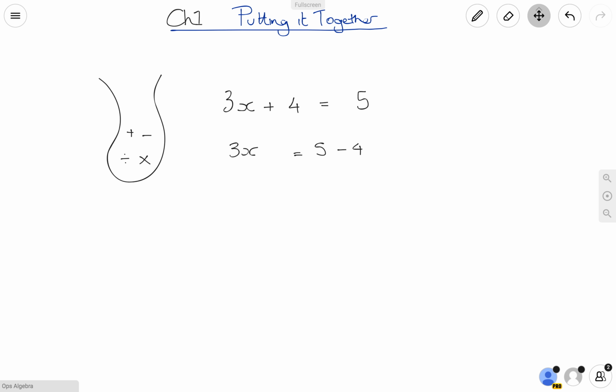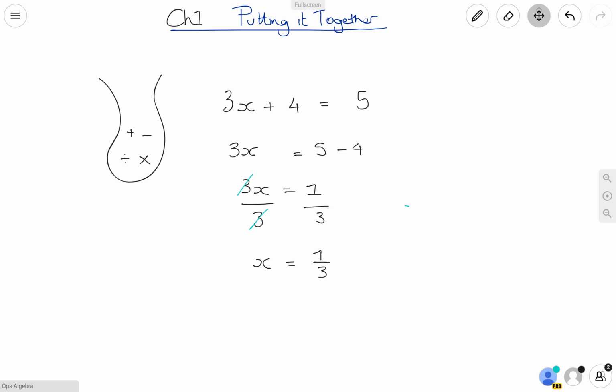What's 5 minus 4? It's 1. Now I've got 3x equals 1. We've seen this before, it's part of our bag of tricks. What do we have to do? Divide by 3. We've got to get rid of that 3. It's 3 times x, the opposite is divide by 3. So we divide both sides by 3, and we get x equals a third. These 3s cancel.